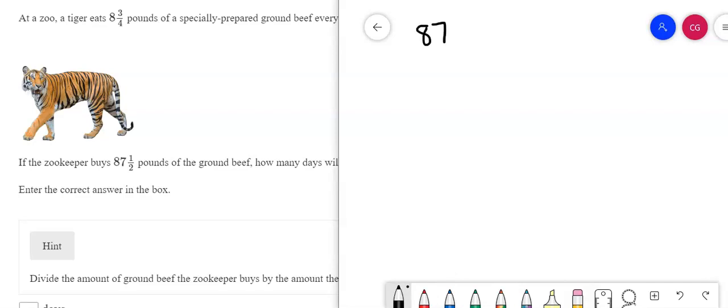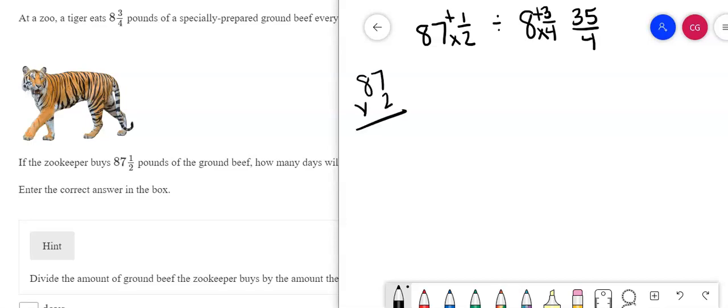So we have 87 1/2 divided by 8 3/4. I'm going to go ahead and do this one first. 8 times 4 is 32, plus 3 is 35. So I have 35 over 4. Over here, I'm going to take 87 times 2 and add 1. So 87 times 2. 7 times 2 is 14. 8 times 2 is 16, plus 1 is 17. And then I'm going to add this top one to it. So I get 175 over 2.